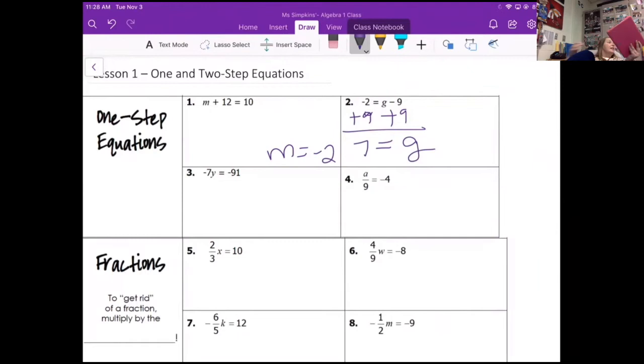So number 3, -7y equals -91. Right now y is being multiplied by -7. So to solve, we want to do the opposite. The opposite of multiply by -7 would be to divide by -7. So y equals whatever -91 divided by -7 is. 13. Am I done? Yes. How do you know?